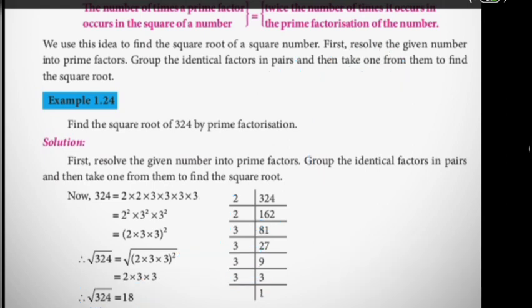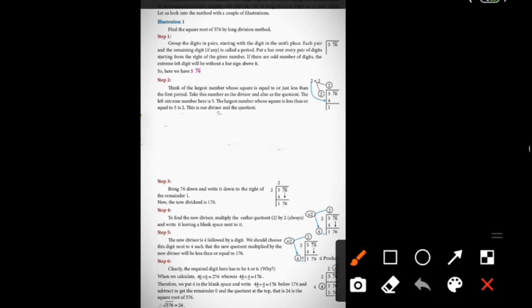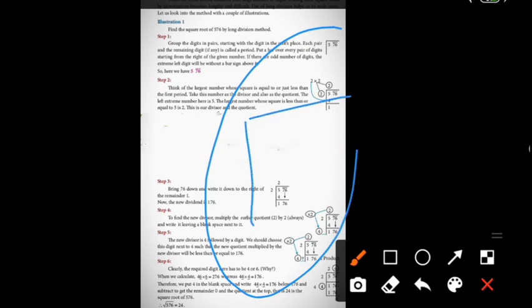One more method is the long division method. Already I explained the long division method. This is called the long division method. Right? Given number is 576. At first step you have to make periods from right to left. Here pairs, here no pair, so simply 5. Here 1 1 is 1.